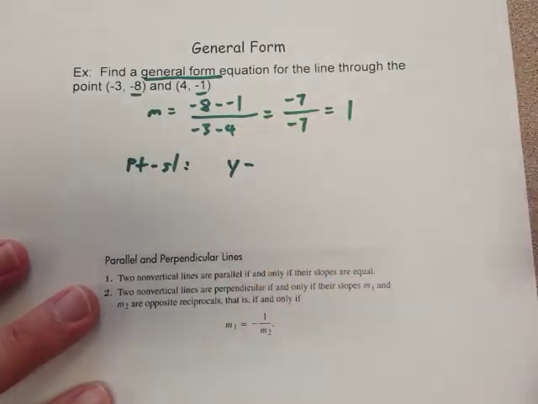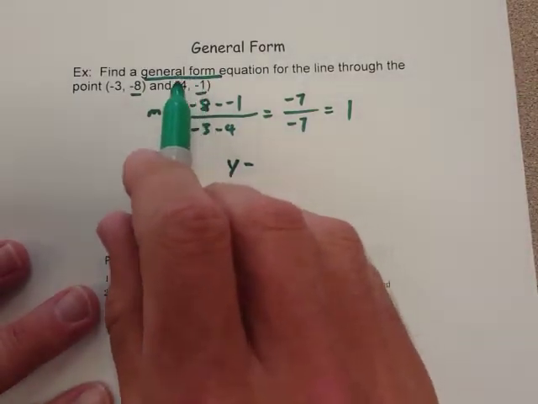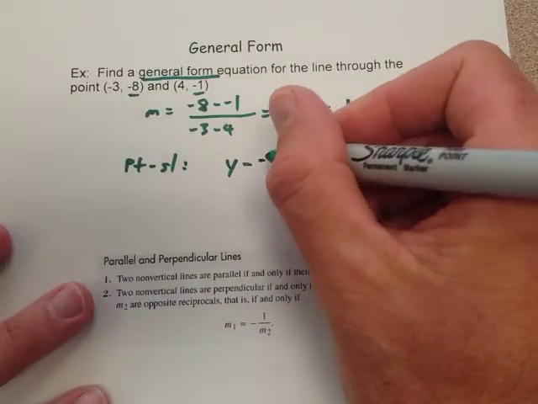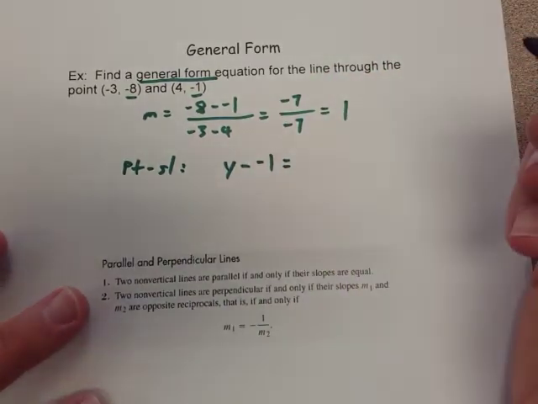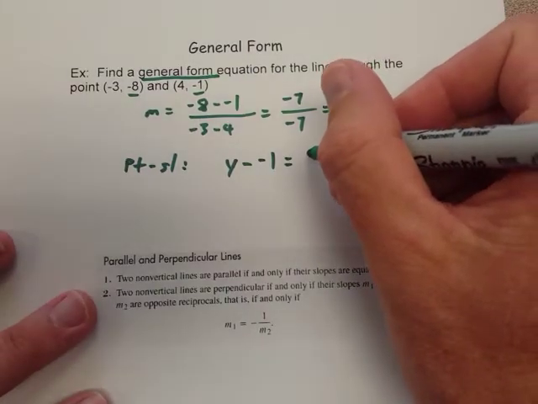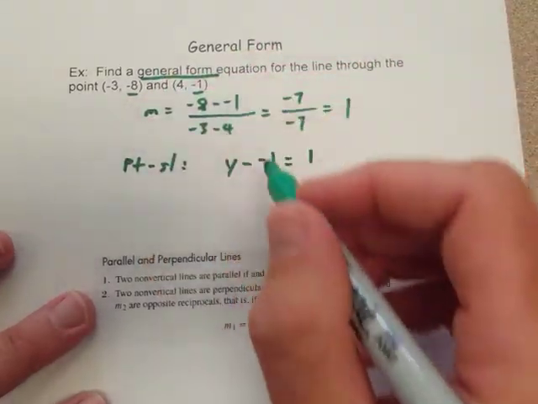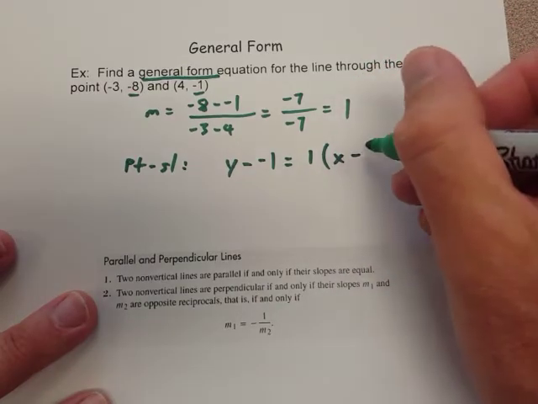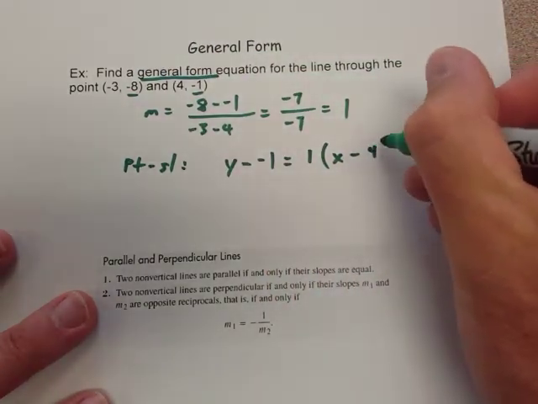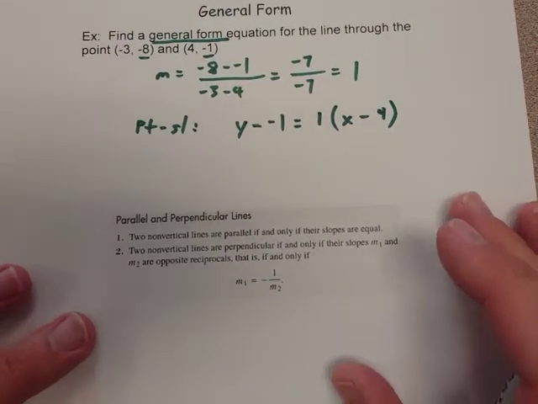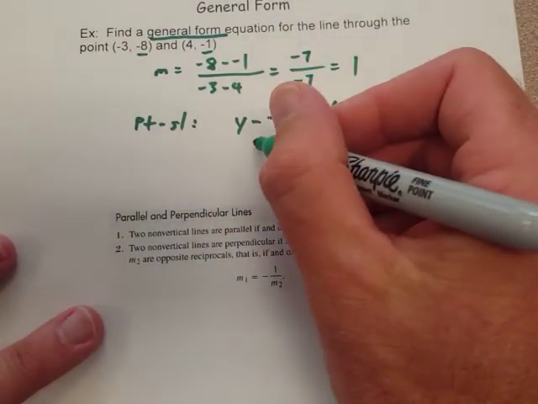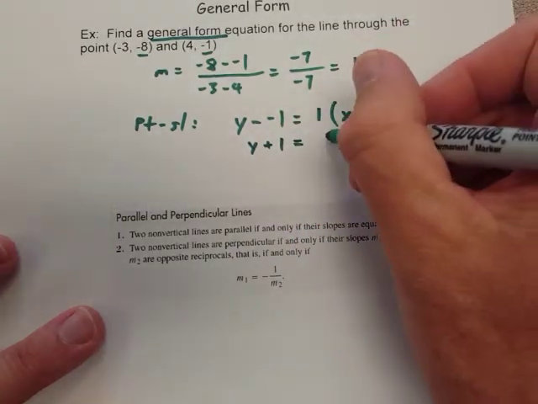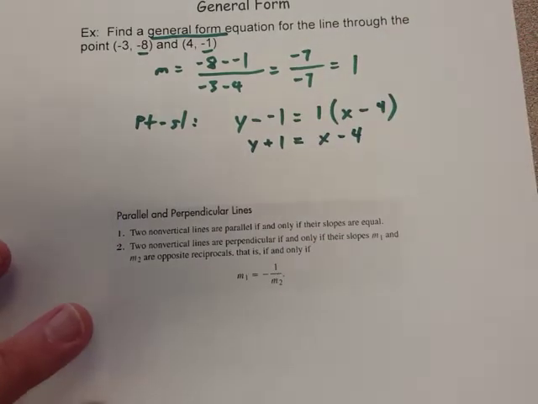Y minus y1, I think I'm going to use just this point here because it's smaller numbers. So y minus -1 equals 1, that's the slope, that's going in for our m, times x minus 4. The y and the x are just going to stay as is. Now I put those together, I do some work with that. That's y plus 1. I distribute the 1, that just gives me x minus 4.